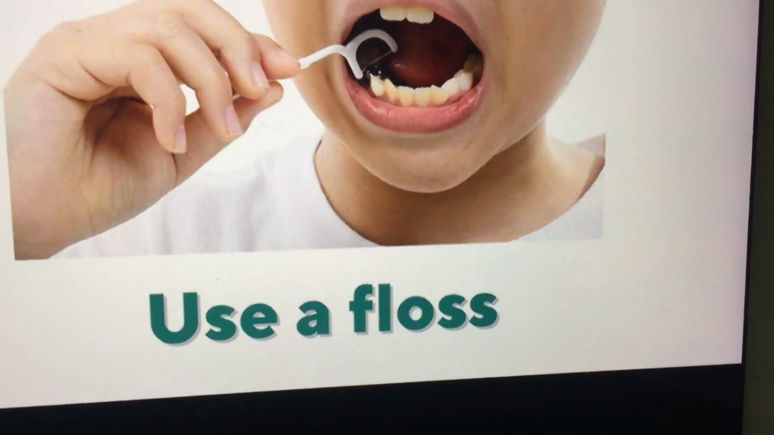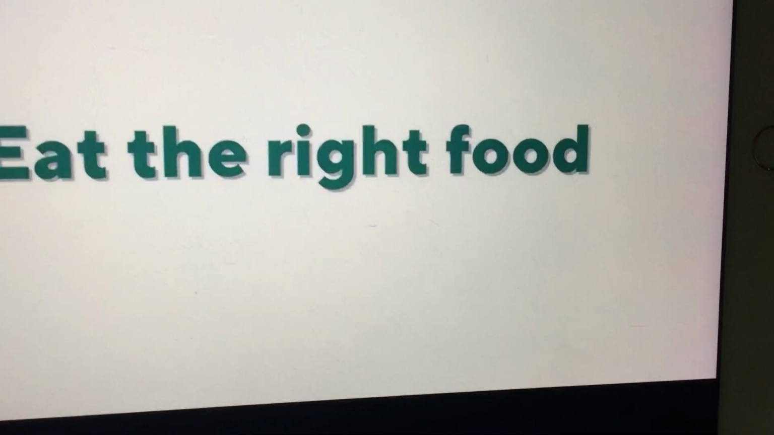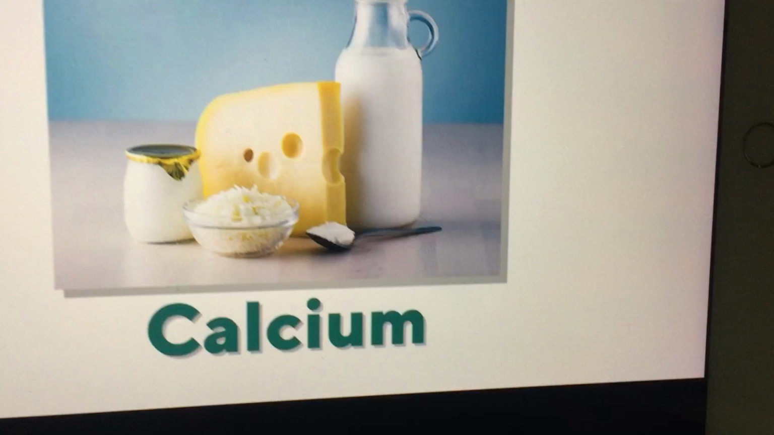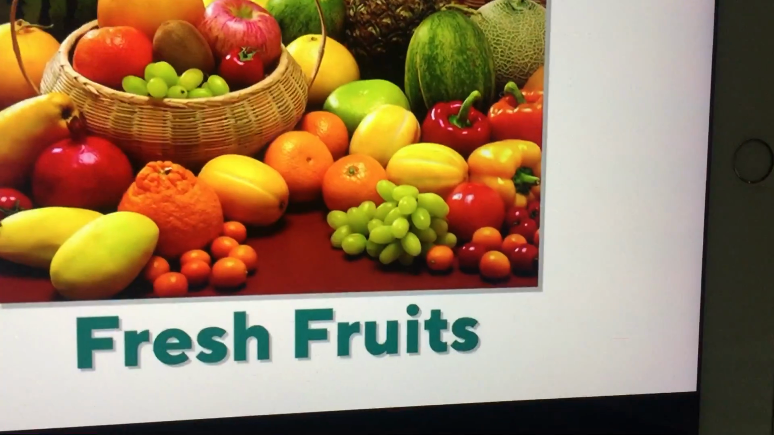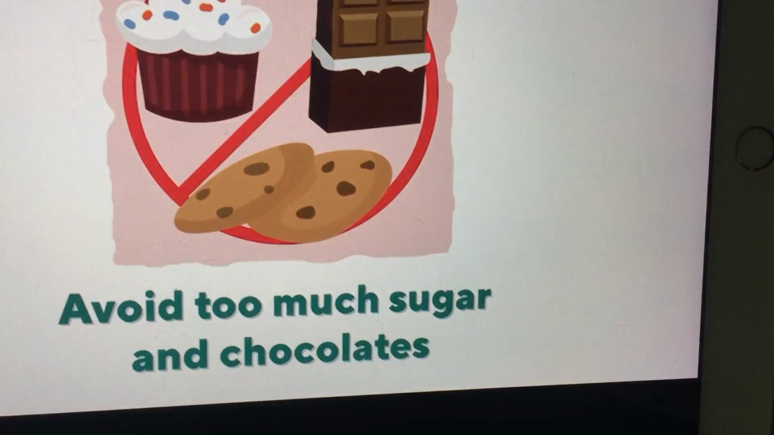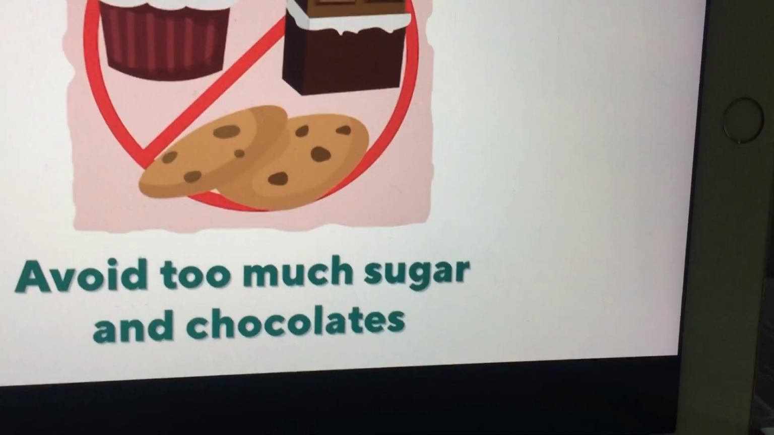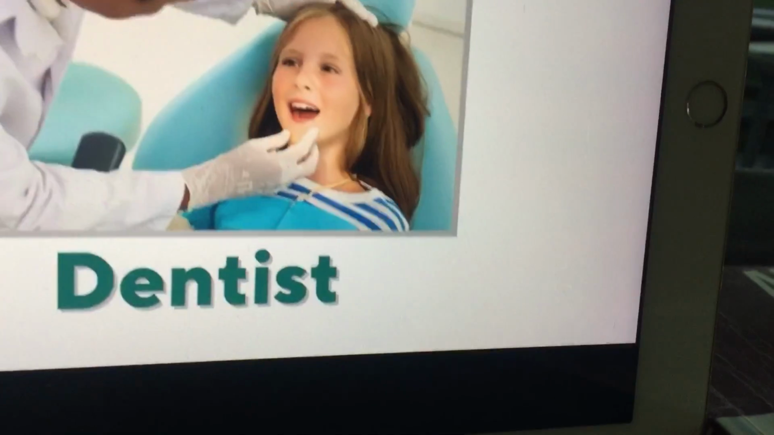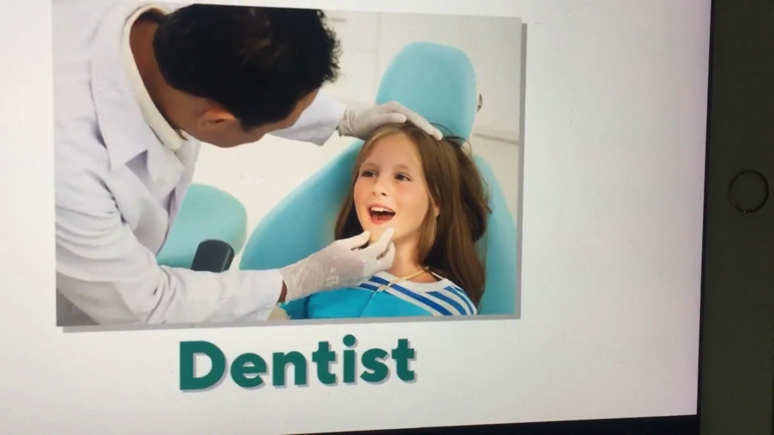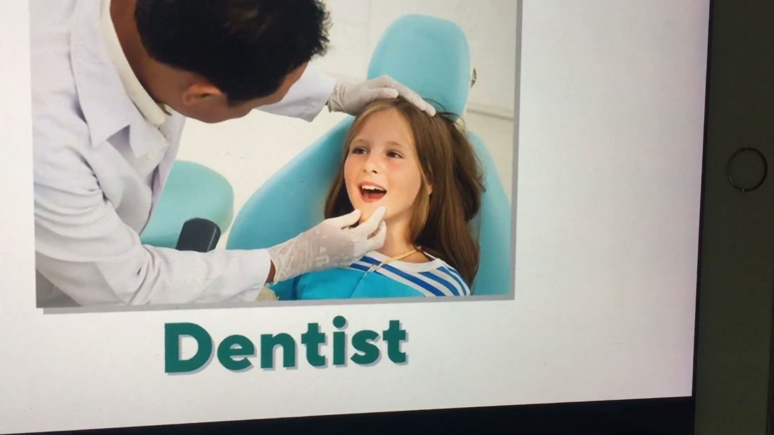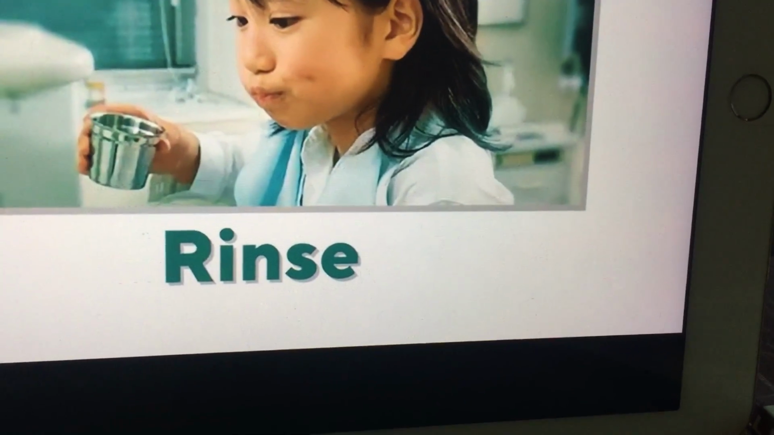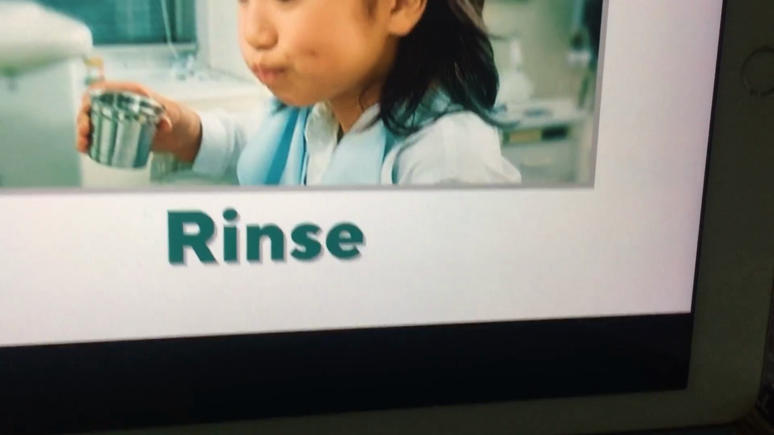The next important thing for you to do is to eat the right food. Milk and milk products are rich in calcium, which is very good for your teeth. Eat a lot of fresh fruits. Avoid eating too much sugar and chocolates. Visit the dentist once in a while for a checkup. Also, after every meal, rinse your mouth. These are some of the things that you can do to make your teeth stronger.